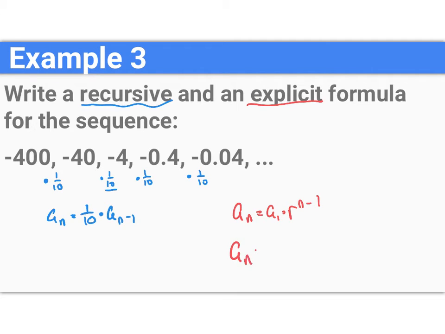So A sub n equals, what's our A1? Negative 400 times 1 over 10, which is our r, to the n minus 1 power.